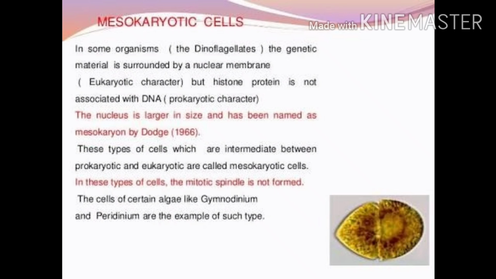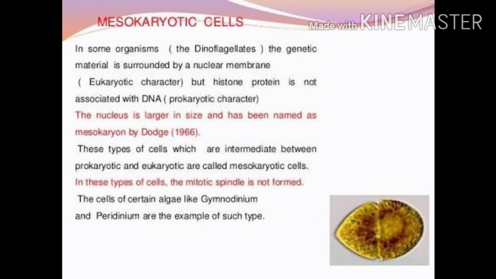Okay, look at this slide. A mesokaryotic cell. What do you mean by a mesokaryotic cell? In some organisms, the genetic material is surrounded by a nuclear membrane. That is a characteristic feature of eukaryotes. But histone protein is not associated with the DNA. When histone protein is associated with the DNA, then we can call it a chromosome. DNA plus histone protein gives chromosomes. Chromosomal organization cannot be seen in prokaryotes, but we can see chromosomal organization in eukaryotes.